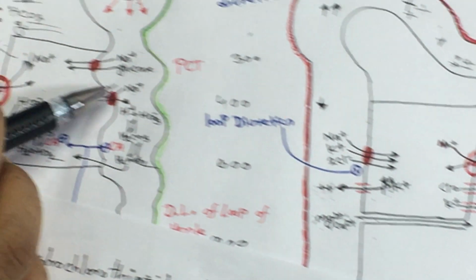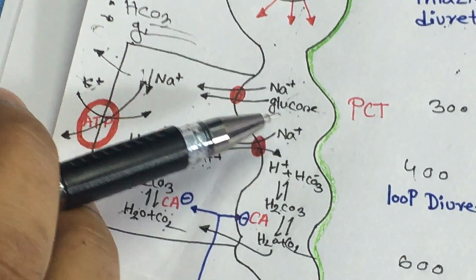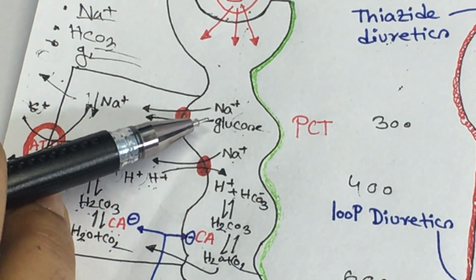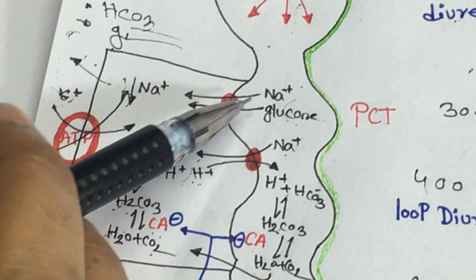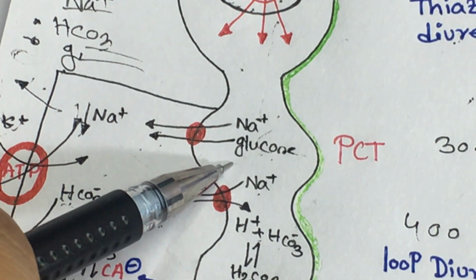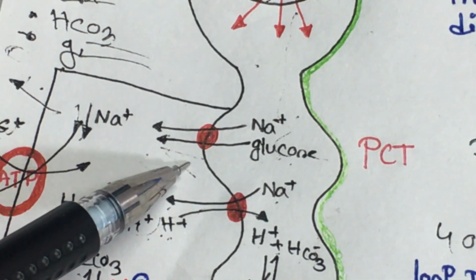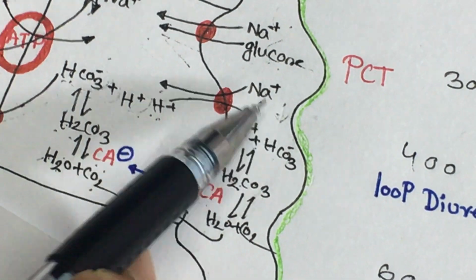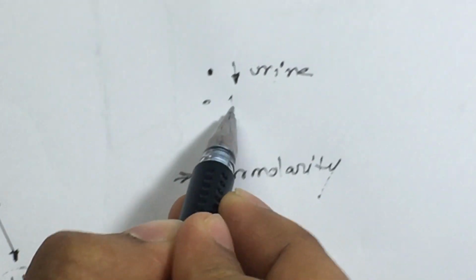So this area, the proximal convoluted tubules, will try to compensate. That means it will increase this transporter activity, which means it will increase that ion reabsorption. As ion reabsorption increases, water reabsorption will increase. That means tubular fluid from this area will decrease, and decreased tubular fluid means decreased urine volume.